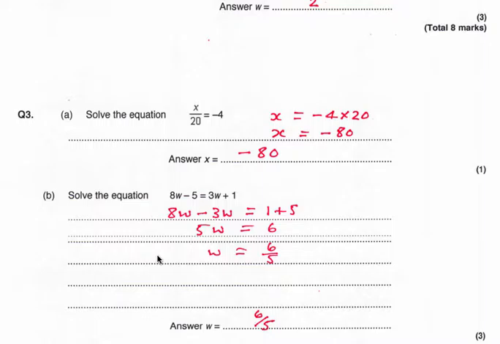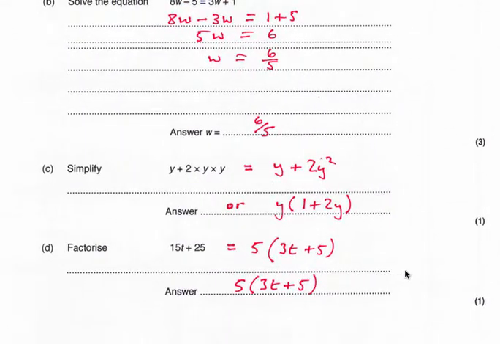Solve the equation 8w minus 5 equals 3w plus 1. Let's bring the w's to the left, the numbers to the right. 8w, bring across the 3w, changes to minus 3w, equals plus 1, take across the minus 5, becomes plus 5. So that gives us 8w minus 3w is 5w, 5 plus 1 is 6. So if 5w is 6, w is 6 divided by 5, 6/5 or 1.2.